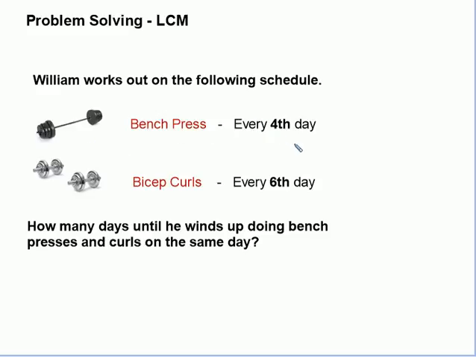We're going to do that two different ways. We'll start by just listing out our common multiples. So, since we're starting with every 4th day, we'll know that he'll do that on the 4th day. We'll know he'll do it on the 8th day, on the 12th day, the 16th day, 20th day, 24th day, etc. Now, let's try it with 6. He'll do it on the 6th day. He'll do it on the 12th day. He'll do it on the 18th day. He'll do it on the 24th day, and so on.